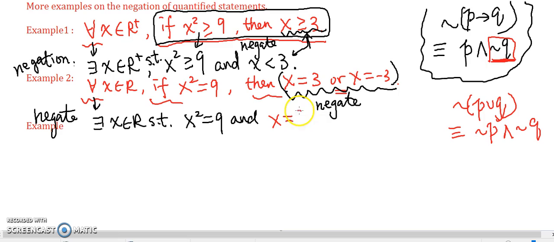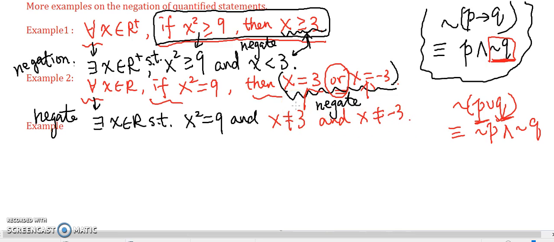X is not equal to 3, because we negate both of them. For the negation of the or statement, we negate both of them and change or to and. So this whole thing together will be the negation of this compound statement. So there exists a real number x such that x squared equals 9 and x is not equal to 3 and x is not equal to -3.